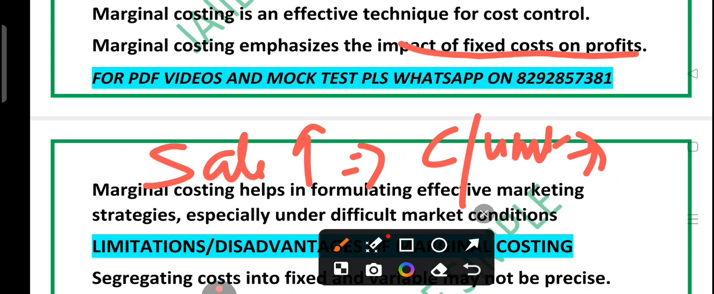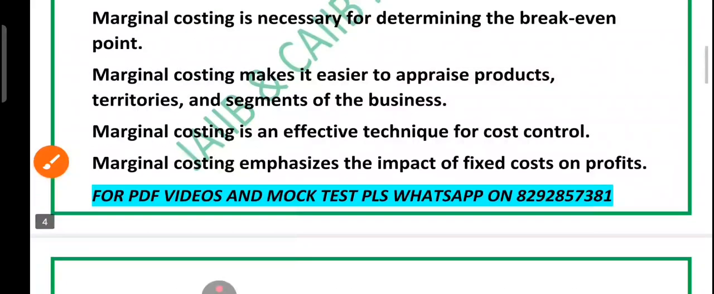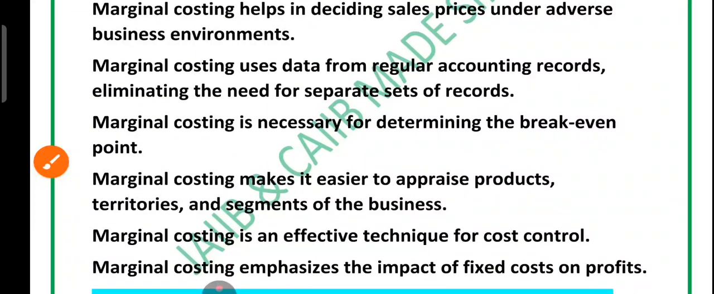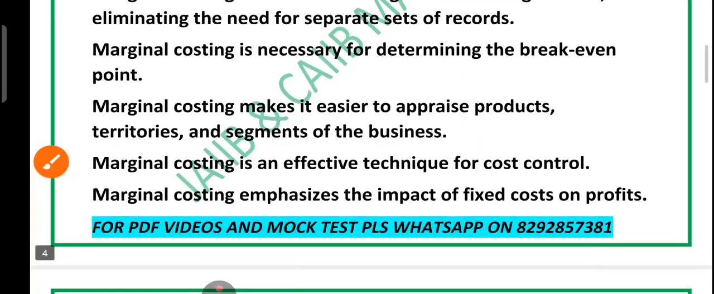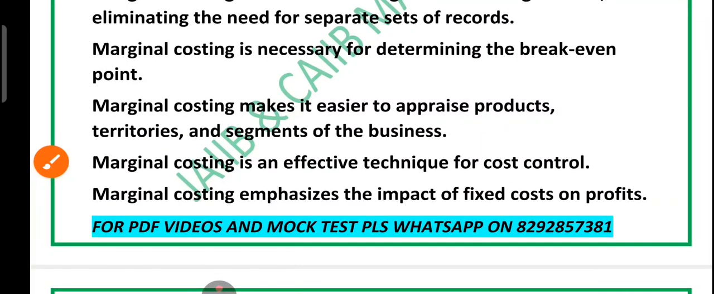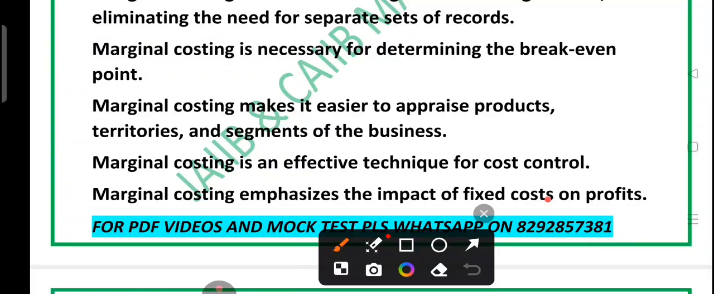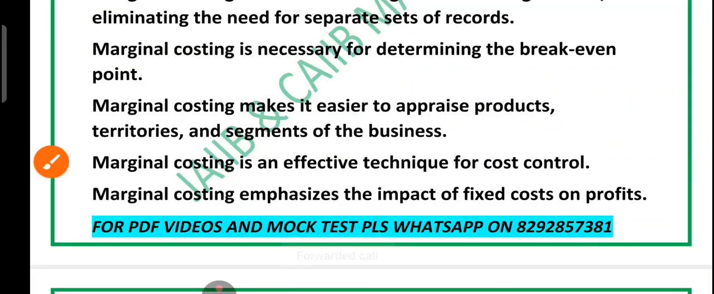So the advantages of marginal costing are very clear. You can see it is helping in pricing, right? First of all, I told you, it is helping in the pricing. It is helping in determining the break-even point. Okay, and then product and department appraisal. You can appraise product, you can appraise department, right? And understanding the fixed cost, you can understand it is an effective technique for cost control. You can understand the impact of fixed cost on profit. Okay, so all these things you can understand using marginal costing.